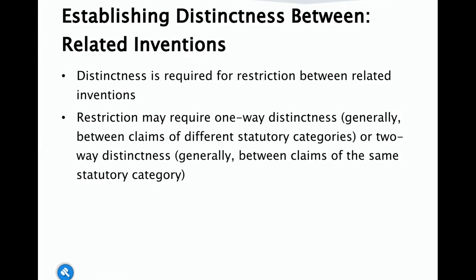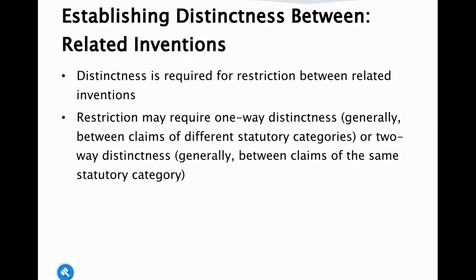Let's return to a discussion of distinct inventions. As discussed previously, distinctness is a requirement for a restriction of related inventions. Depending on the relationship of the claimed inventions, a one-way distinction or two-way distinction may be required. A one-way distinction requires only that one set of claims be distinct from another set of claims, while a two-way distinction requires that both sets of claims be distinct from each other.